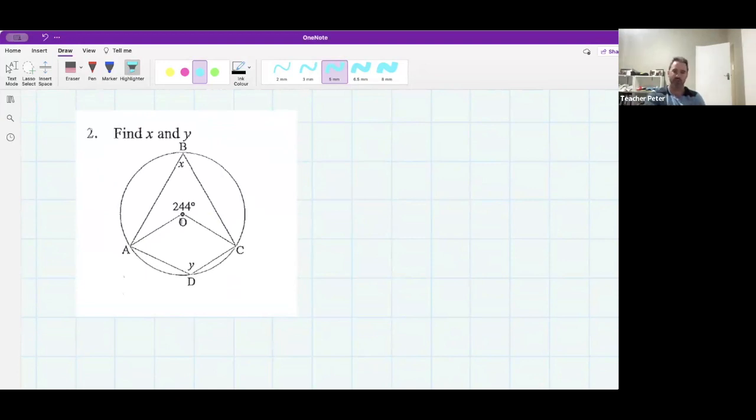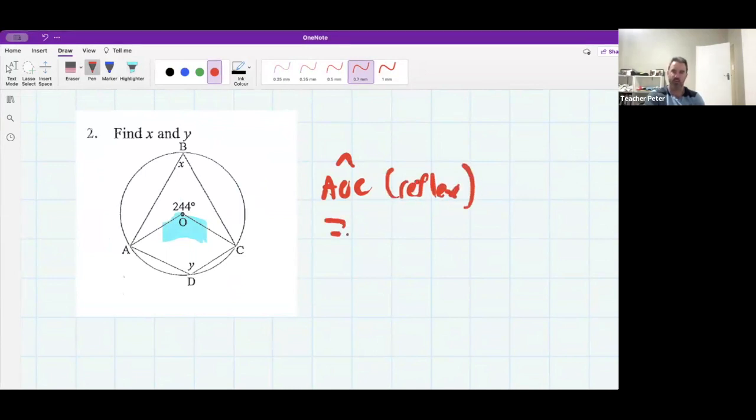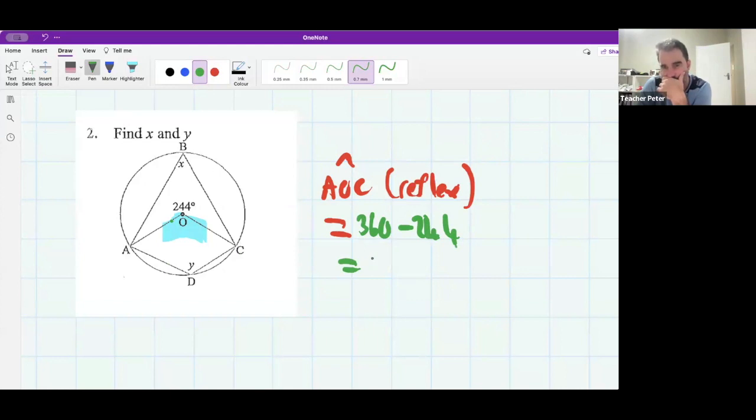We probably need to know what this angle is, don't we? What is the angle AOC reflex going to be? Just to help you out, what do you think the angle AOC reflex is going to be? I think that there's something called the angle in a revolution. And so what you actually need to do to get that angle is, it's going to be 116. Yeah, so that's going to be 116. Now, can you work out what x and y are?